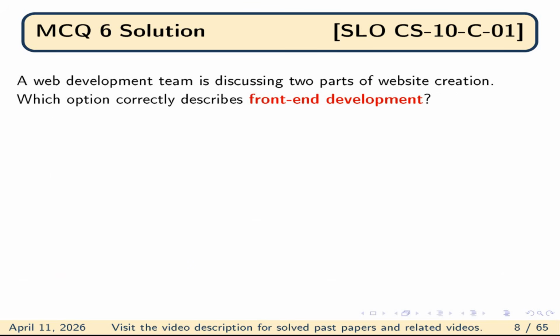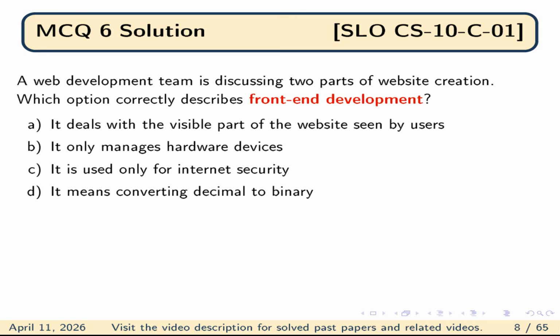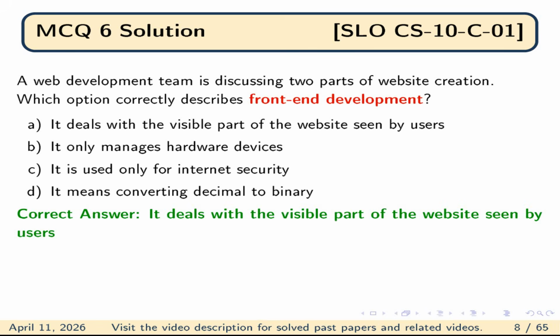क्लियर? Question number 6. A web development team is discussing two parts of website creation. Which option correctly describes front-end development? It deals with the visible part of the website seen by users. It only manages hardware devices. It is used only for internet security. It means converting decimal to binary. The correct option is: it deals with the visible part of the website seen by users.